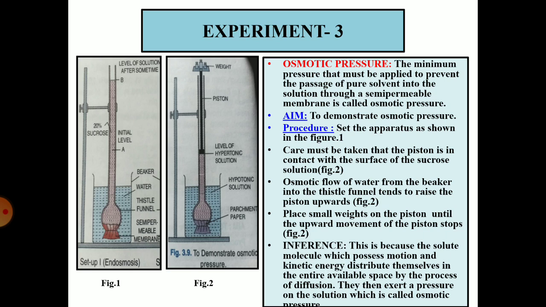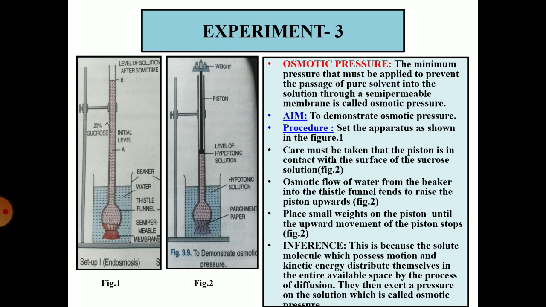According to rule, the water should enter into the thistle funnel or into the potato as long as the concentration on both sides is not equal. But when you actually go about with the experiment, this does not happen. Now, let us discuss why it does not happen and what this term is called. Osmotic pressure, the minimum amount of pressure that must be applied to prevent the passage of pure solvent into a solution through a semi-permeable membrane, is known as osmotic pressure.